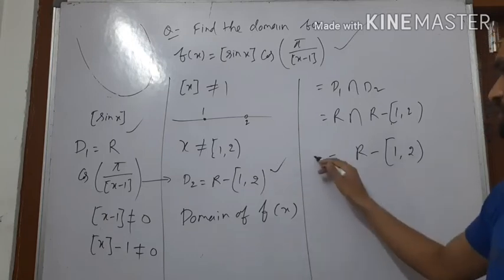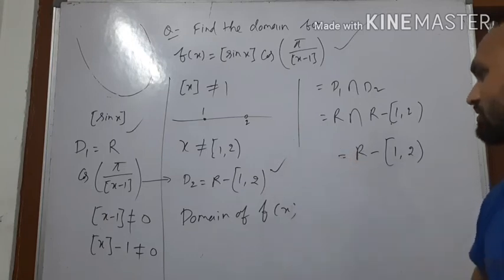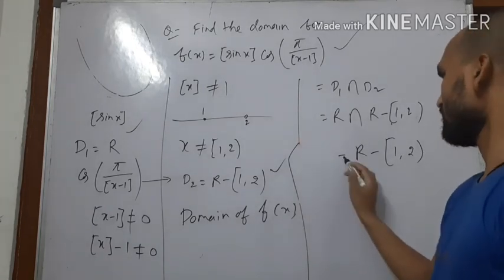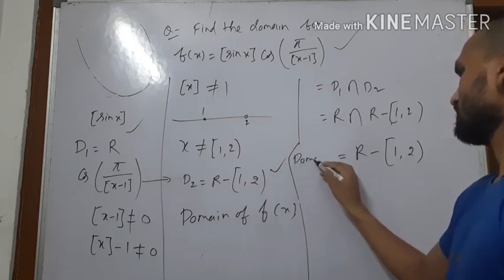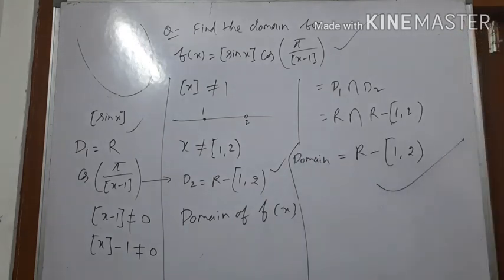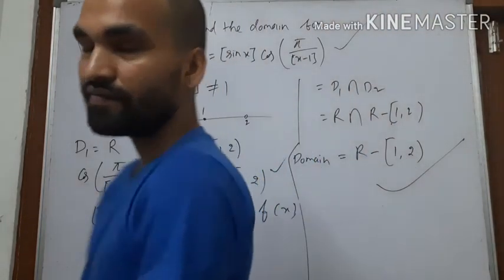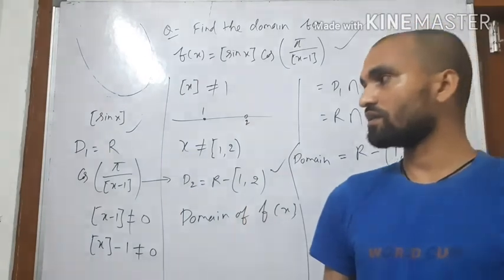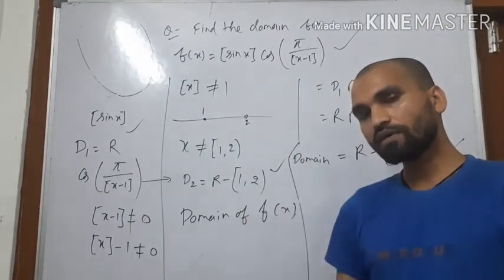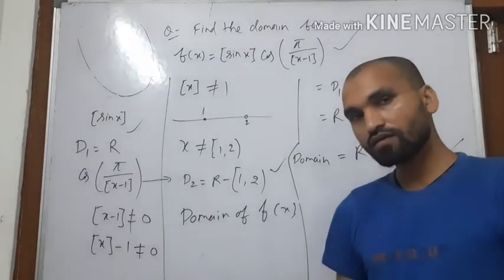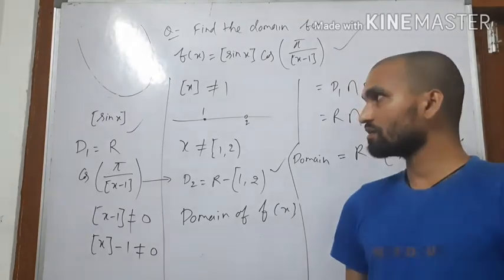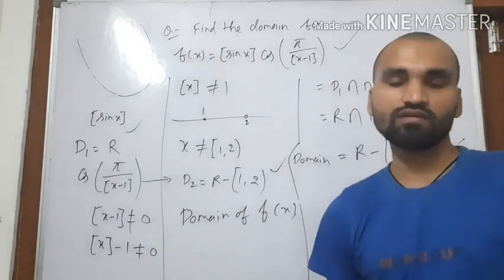Okay students, this is the domain of the given function. If you have any confusion, you can ask again in the comment section. This is our final result. So if the given function is in multiplied form, we should obtain the domain of each separate function. After that, you should take the intersection of the individual functions. Then the overall result will be the domain of our given function.